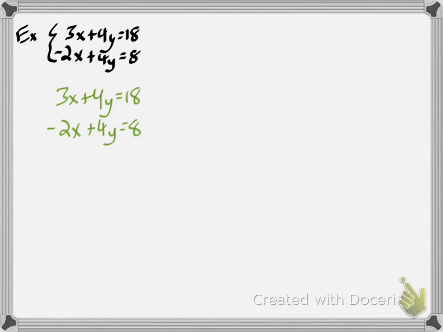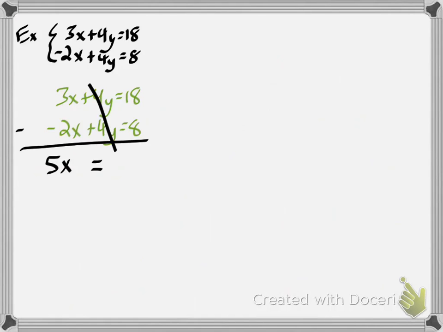So let's try it. I've rewritten the equations. Now I'm going to subtract both of them. So what's 3x minus negative 2x? Remember, when you have a minus and a negative, it becomes positive. So 3x minus negative 2x becomes 5x. Now 4y minus 4y is 0. Cancels out.